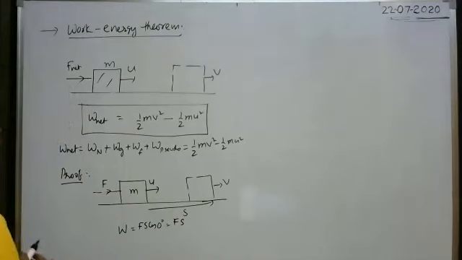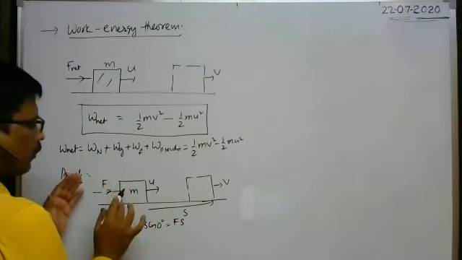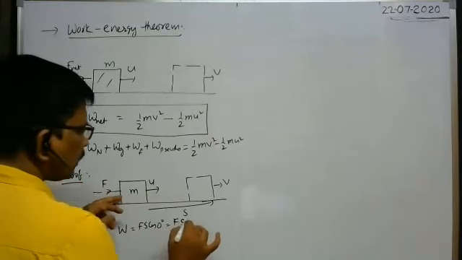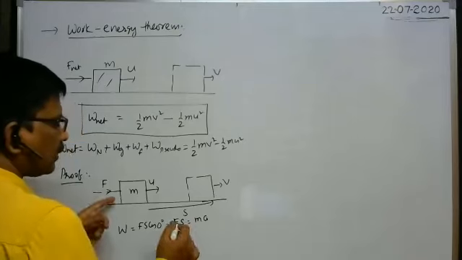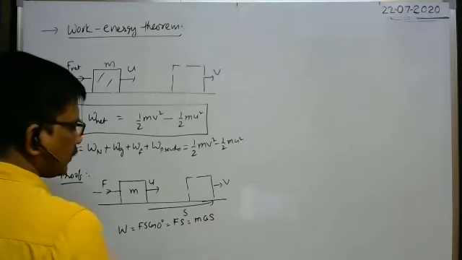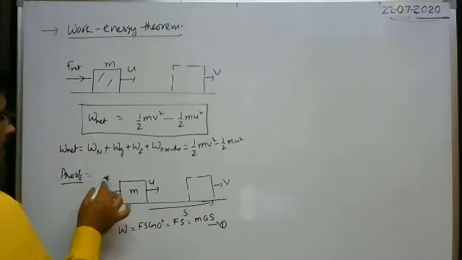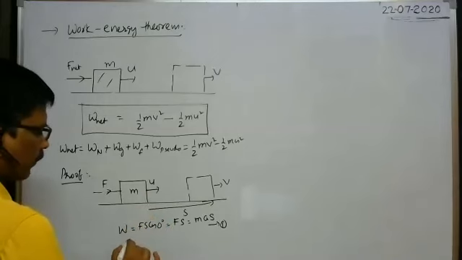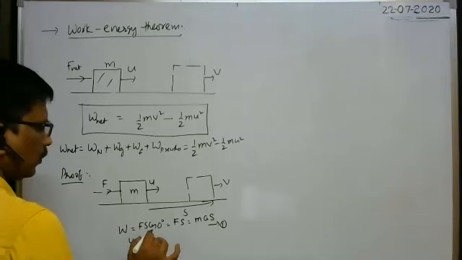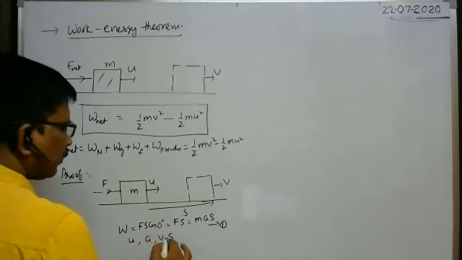Whenever the net force, the unbalanced force, acts on a body, the net force is equal to mass into acceleration of the body. So W is equal to ma into displacement S. This is equation 1. But as the constant net force acts on the body, the body travels with uniform acceleration. So the initial velocity is u, the uniform acceleration is a, the final velocity is v, and the displacement is s.